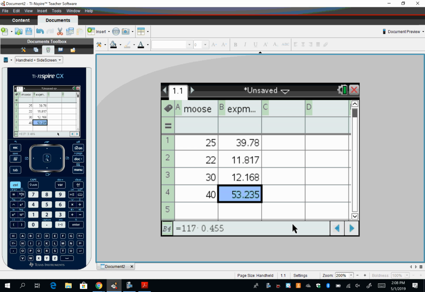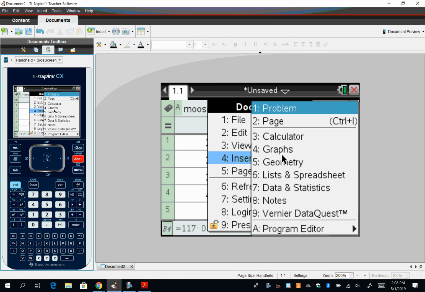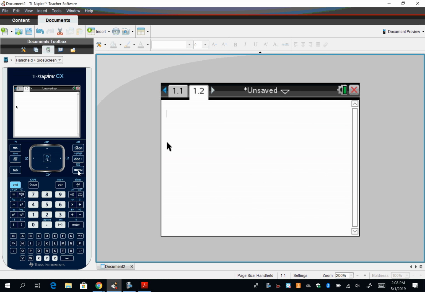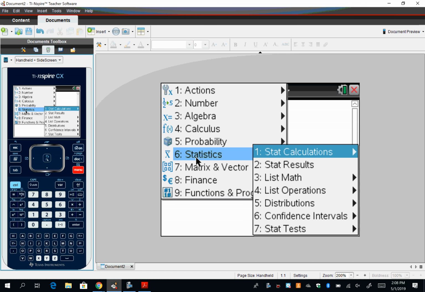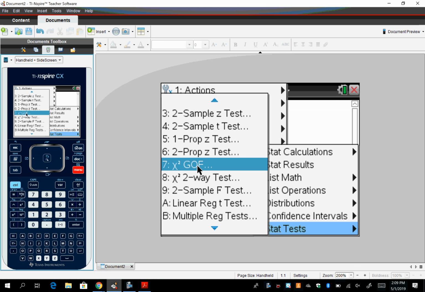So now let's go ahead and run the chi-squared test. Which one did we say we were going to run for this one? So doc, insert, calculator, menu. Everything okay? Stats. Okay. Chi-squared goodness of fit is number 7.